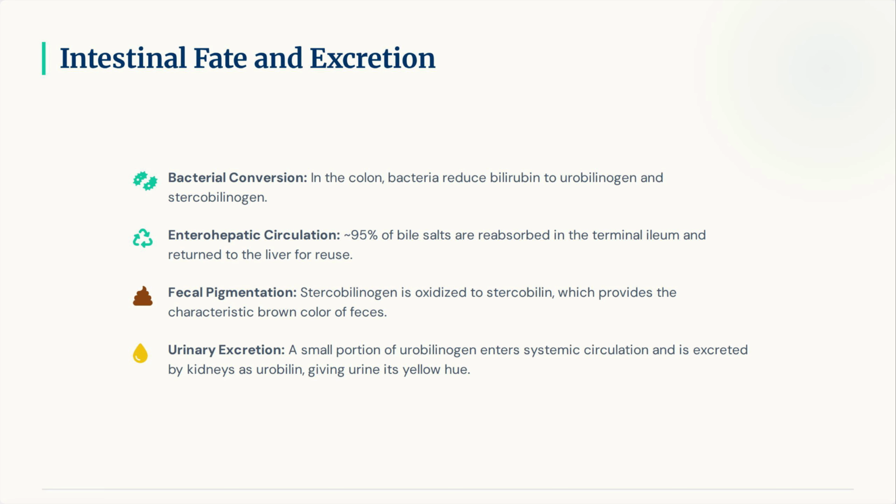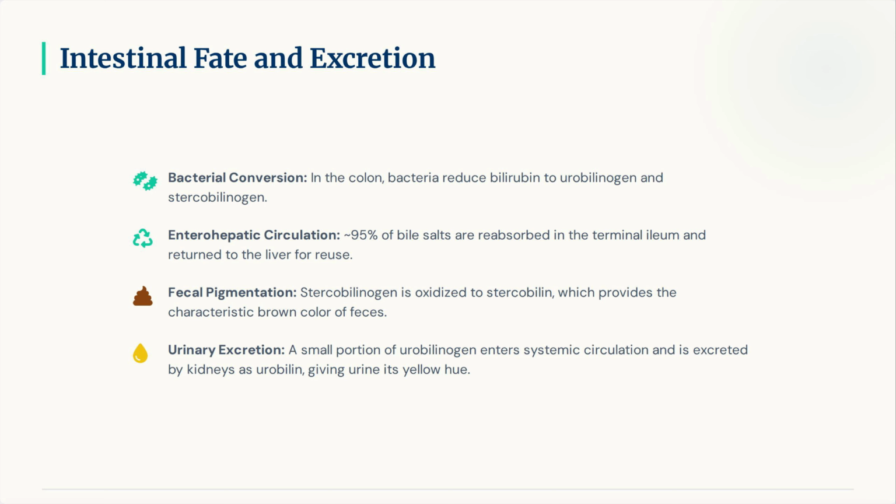Our final stop is the intestines. Once bile empties into the gut, intestinal bacteria get to work on the bilirubin, reducing it to urobilinogen and stercobilinogen. From here, a highly efficient recycling program kicks in, the enterohepatic circulation. About 95% of the bile salts are reabsorbed in the terminal ileum and sent right back to the liver to be used again. As for the remaining waste, the stercobilinogen is oxidized into stercobilin, which is exactly what gives feces its characteristic brown color.